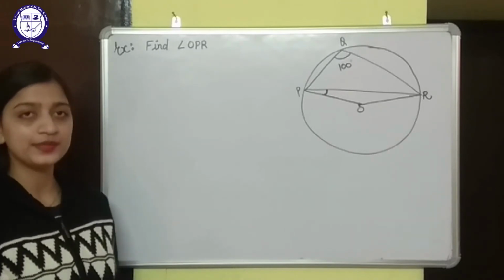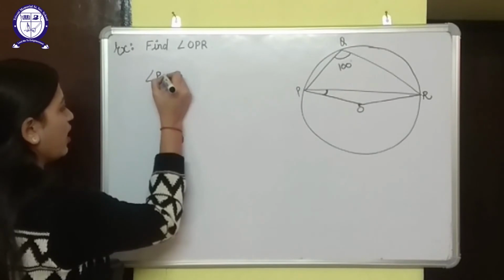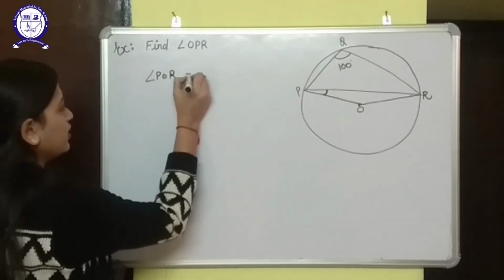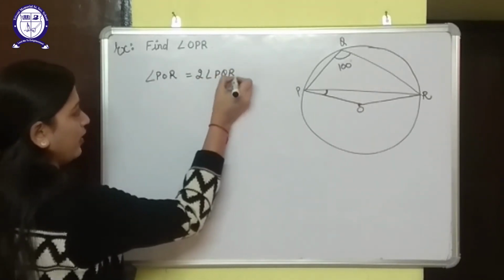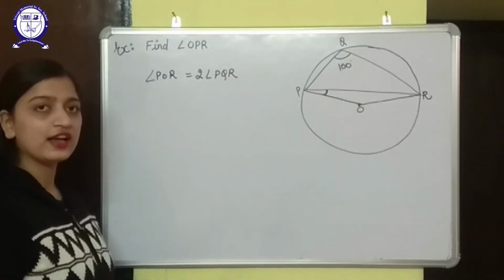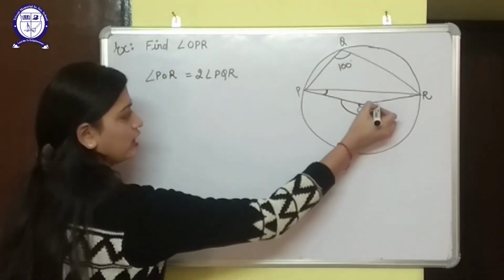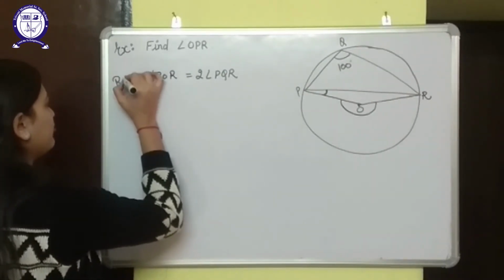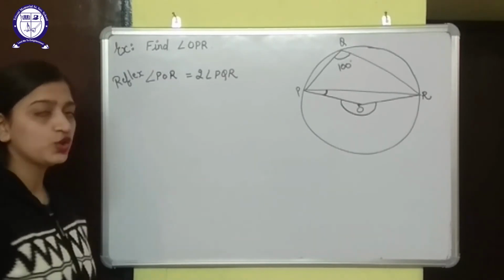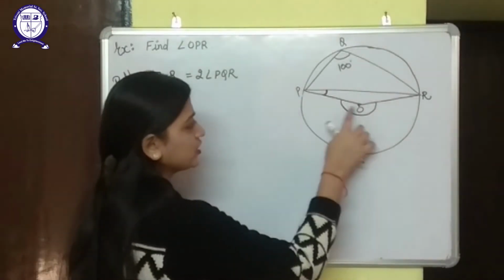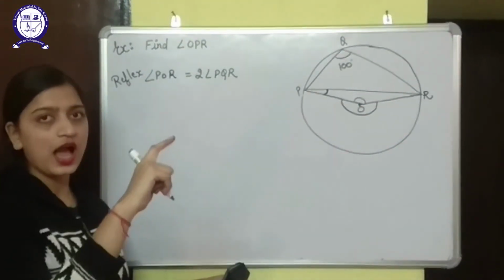Now we can apply theorem 10.8 here. How? We know that angle POR is equal to twice angle PQR. And since we are talking about the angle which is greater than 180 degrees, because I am talking about this angle, we will write reflex angle POR. There are two angles POR. The first one is this angle, and the second is the outer one.